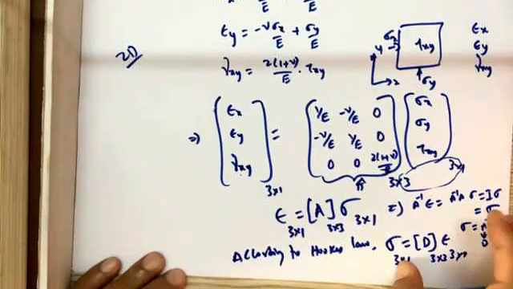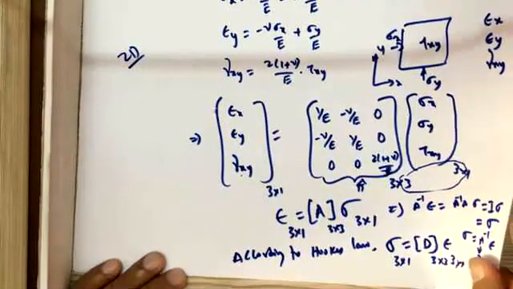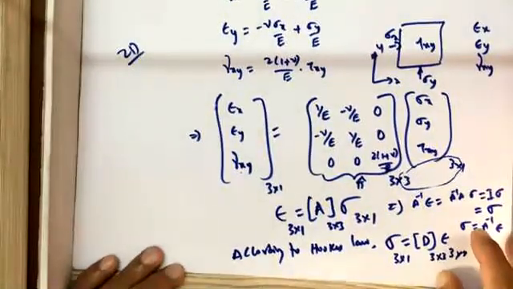We'll see this in the next class. We'll stop here now, and we'll see this matrix inversion in the next class. Is that clear? Thank you.